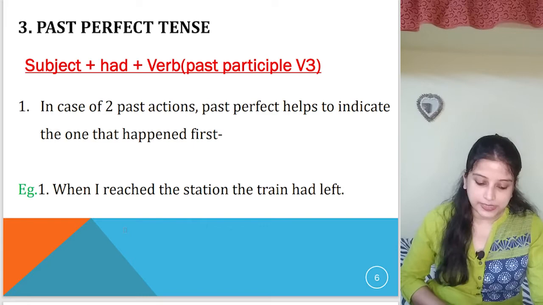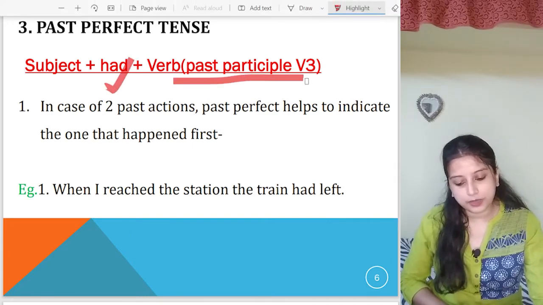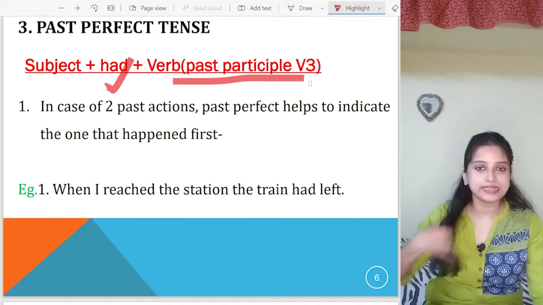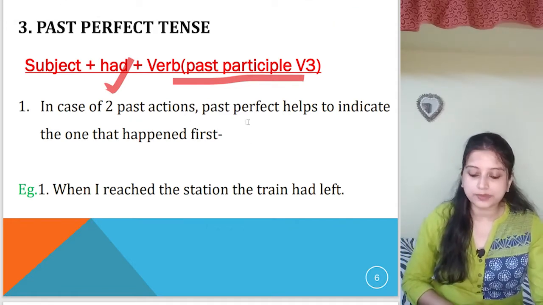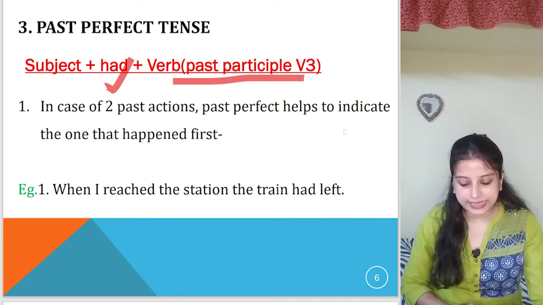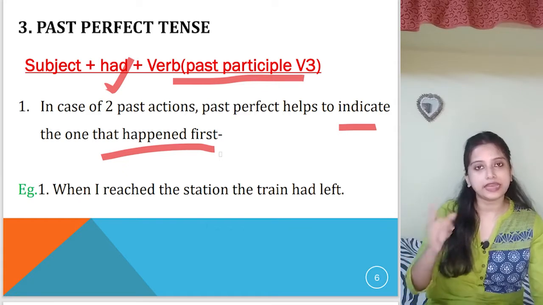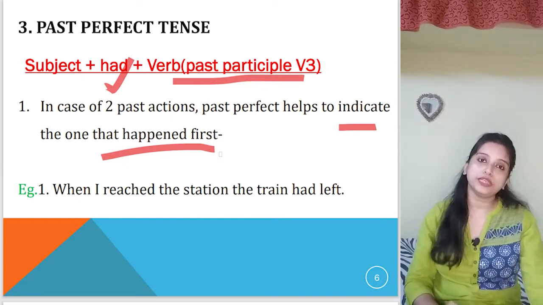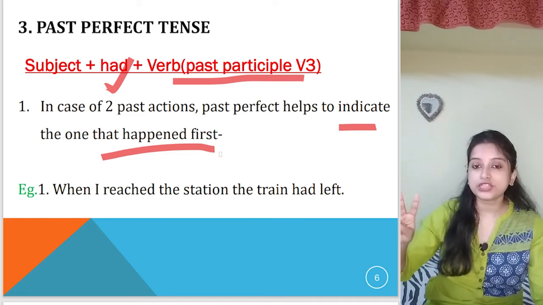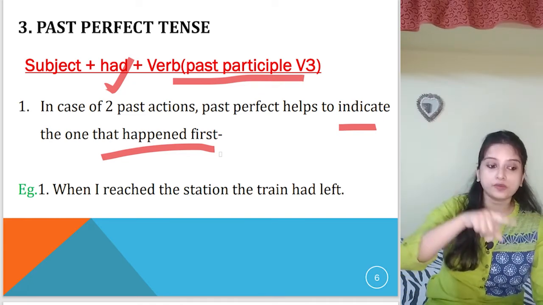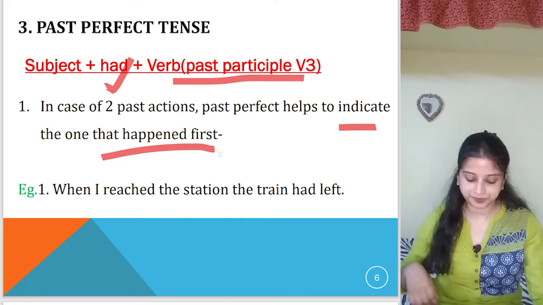So subject plus, as I told you, had is the helping verb over here. Then the verb's past participle form, V3. Sing, sang, sung, that's the sung word. In case of two past actions, past perfect helps to indicate the one that happened first. Which one was done earlier? That we can point out using past perfect. Just like that we will not use it. Only when there are two actions and we have to point out that this one was done earlier than that, we will use past perfect.